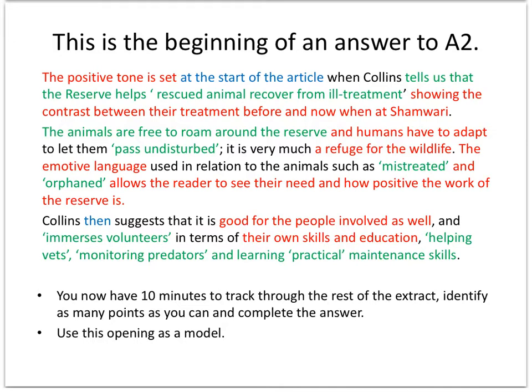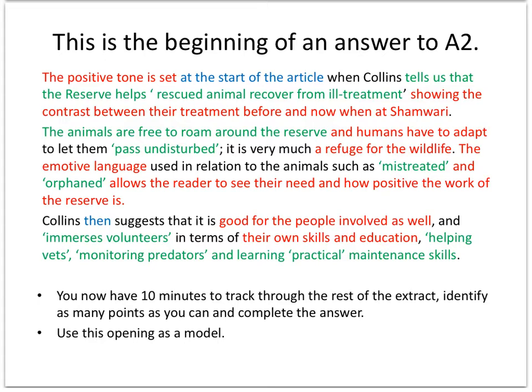The emotive language used in relation to the animals, such as mistreated and orphaned, allows the reader to see their need and how positive the work of the reserve is. Collins then suggests that it's good for the people involved as well, and immerses volunteers in terms of their own skills and education, helping vets, monitoring predators, and learning practical maintenance skills.